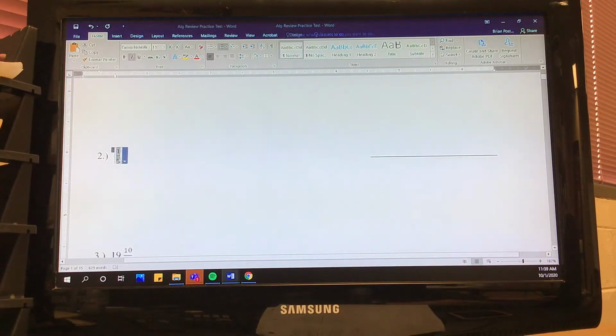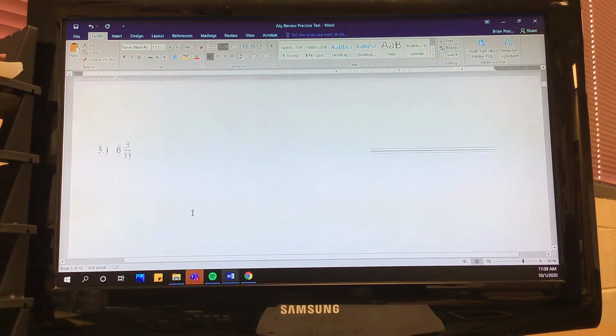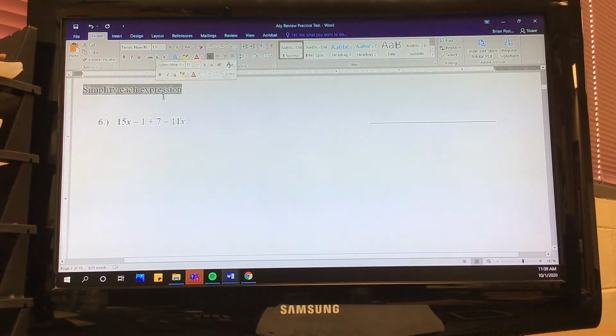Same here, long division, 1/5. Put 11 into the 10 and do long division there. 19 goes over to the answer. Guys, use your notes. Use other things we've done in the past, other homework to make sure you're doing this correctly. Simplify each expression.